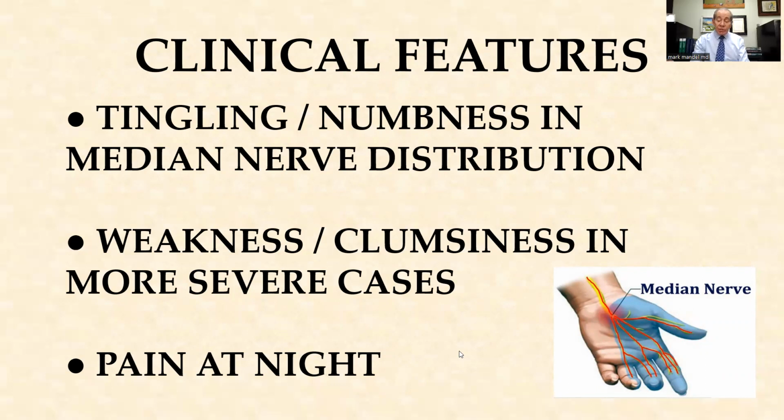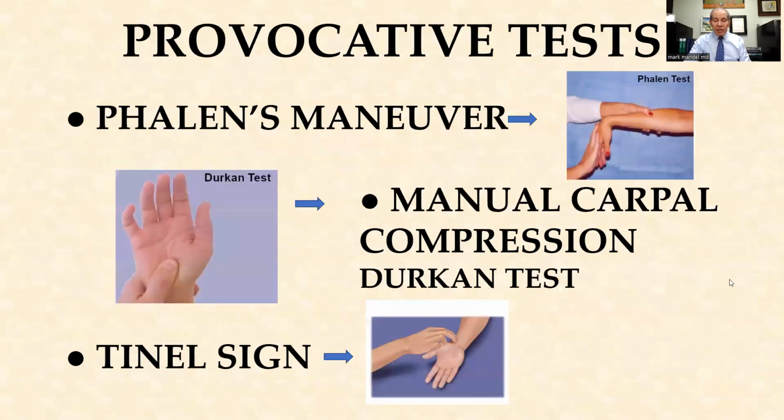If the patient has clumsiness and weakness, you don't really need a nerve study. Just look at their hand because those patients are going to have severe thenar atrophy. So the test we do, of course, is the Phalen's maneuver. Now that test has to become positive within 30 seconds. Manual compression, the Durkan test, increases the pressure and causes symptoms. Tinel sign, I might add, is notoriously inaccurate at the wrist level.